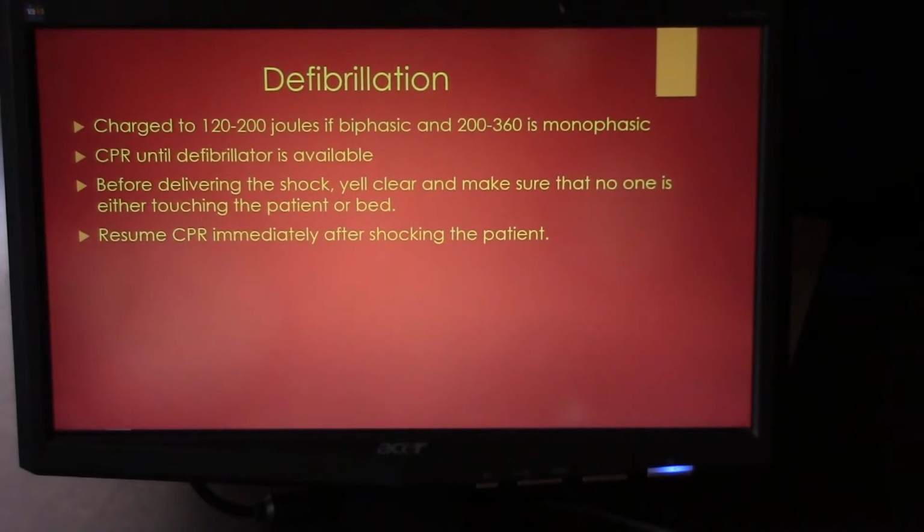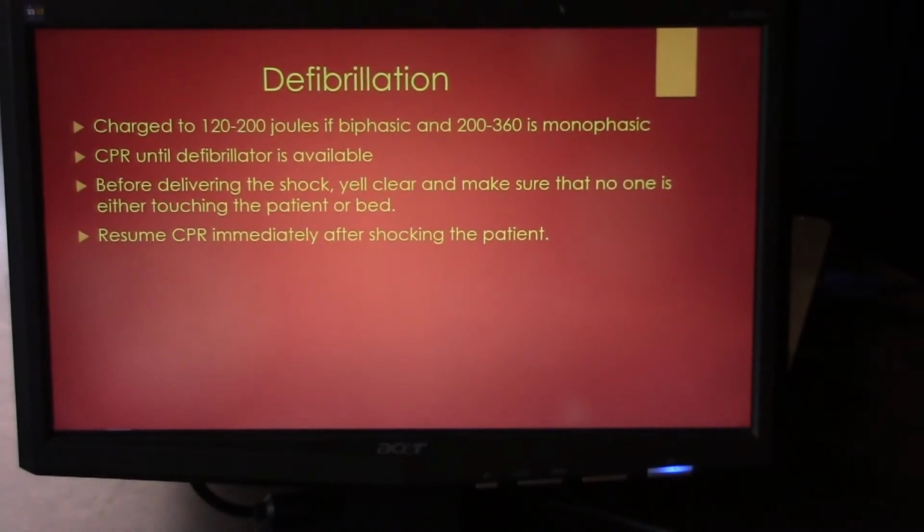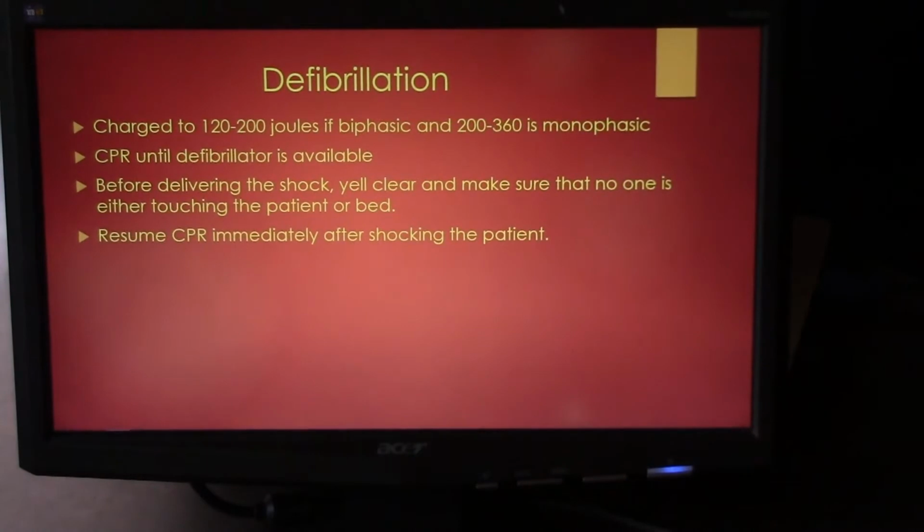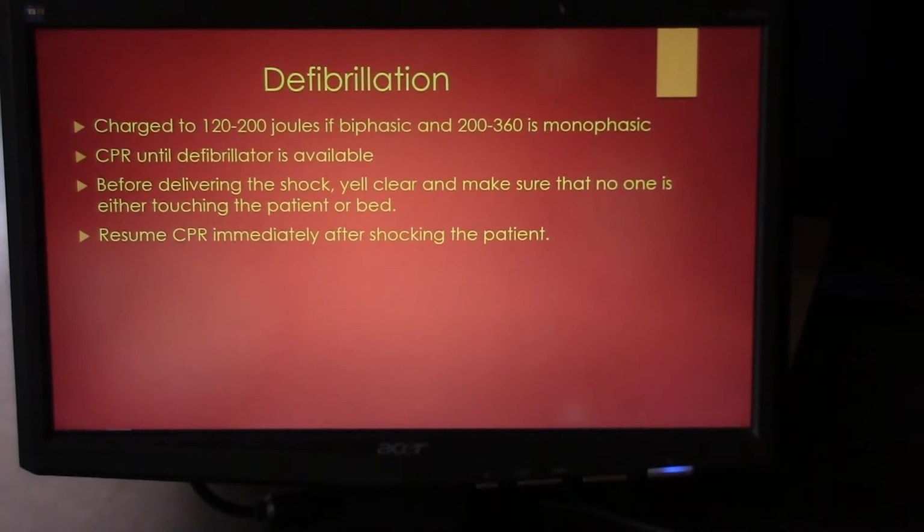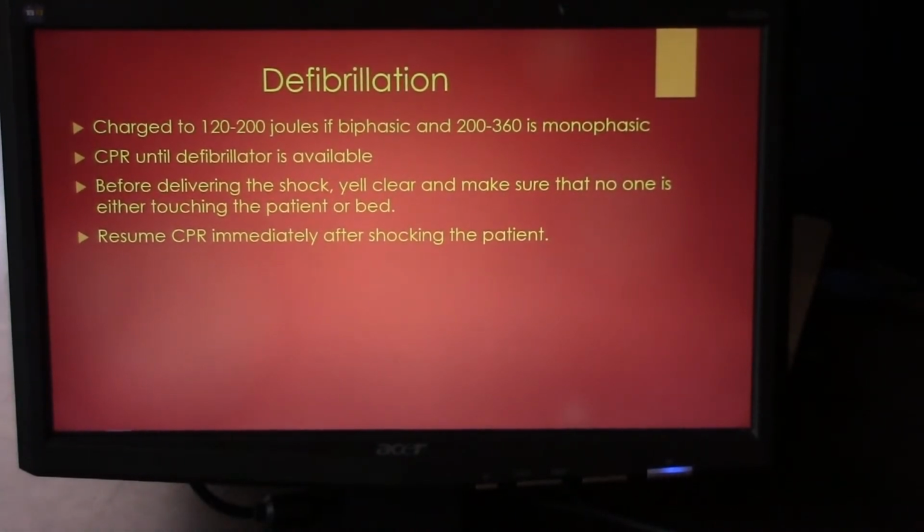Always remember though, if the defibrillator is indicated for the patient but is not readily available and the patient is pulseless, i.e. pulseless VTAC or VFib, please implement CPR until the defibrillator is available. Before delivering the shock, whether it's cardioversion or defibrillation, make sure that no one is touching the patient or the bed. Yell clear and visually make sure that no one is either touching the patient or is in the area. Because if someone else gets shocked and you delivered that shock, you are legally responsible for the damages that are incurred to that patient or that person.